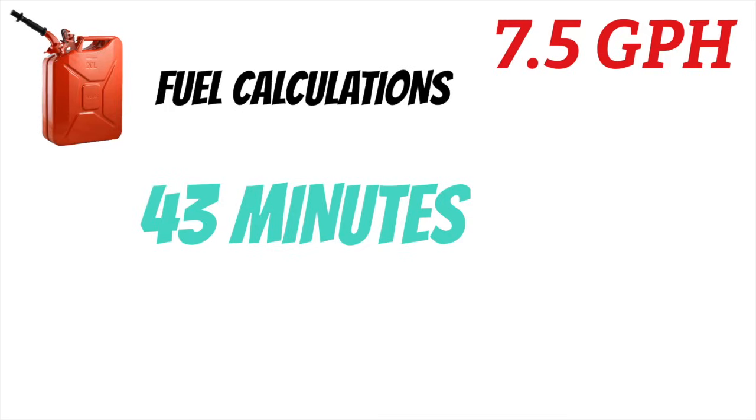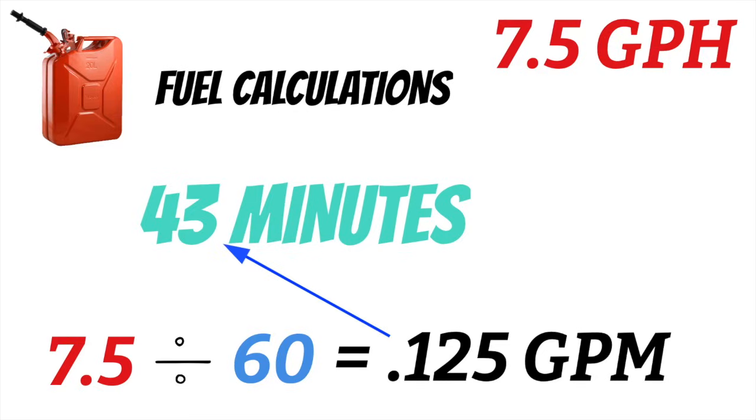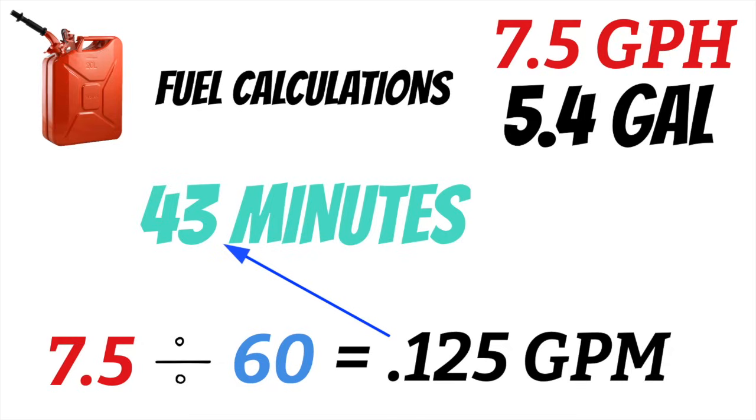Just like our distance calculations, we need to change this number to minutes to make things easier on us. So 7.5 gallons per hour divided by 60 is 0.125 gallons per minute. Now we can just multiply that times 43 because we're flying for 43 minutes. Looks like we'll be using about 5.4 gallons of fuel.